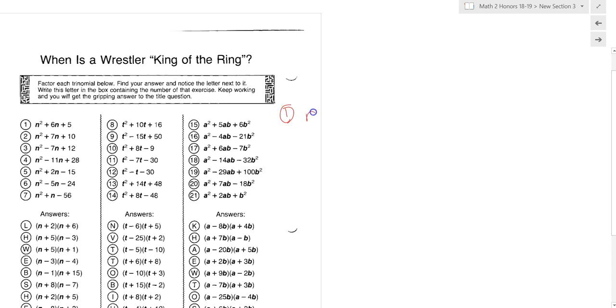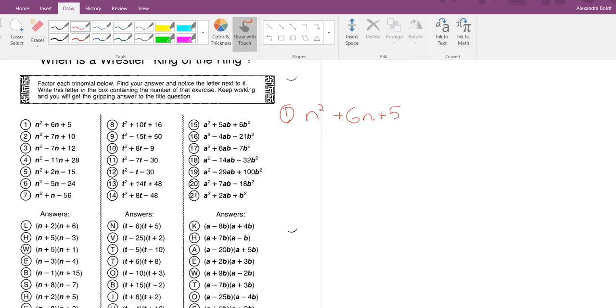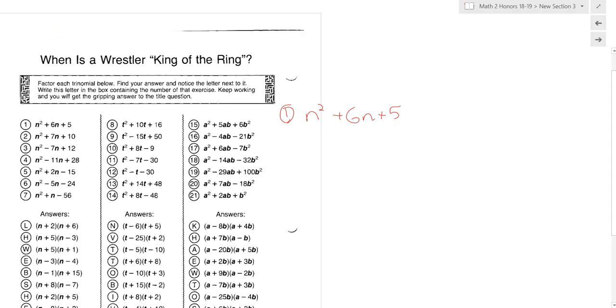So we have n squared plus 6n plus 5. What you want when factoring is, you want to find two numbers that multiply to this number and add to that middle number.